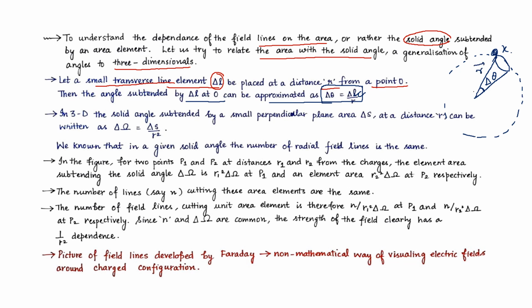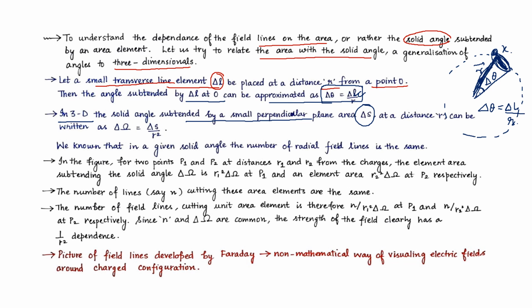R is the radius of this spherical body, and here will be the line. This one is our line. From this line we have made one angle, that is our angle in two dimensions. That angle is defined as del theta equals del L, the small line element which we have taken, divided by R, the radius. Now in 3D, the solid angle is subtended by a small perpendicular plane area del S. This is what we have taken as the line element.